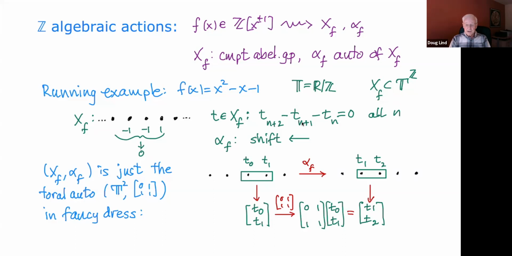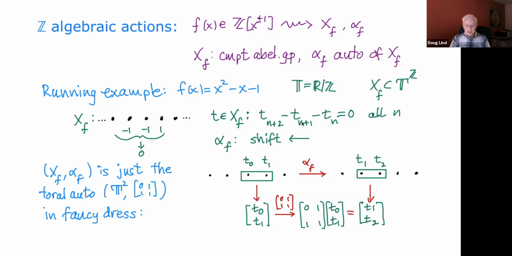And the description of this is very simple. Over X_f, I look at the coordinates, and all I do is use a linear combination depending on the coefficients of f. In this case, it's 1, -1, and -1. And I add up that Z linear combination of coordinates, and I should always get 0 no matter where I do that. So in other words, t is in X_f if it obeys this sort of Fibonacci recurrence relation, t_{n+2} minus t_{n+1} minus t_n is equal to 0 for all n. So that's the group. And what's the automorphism? It's just the shift to the left.